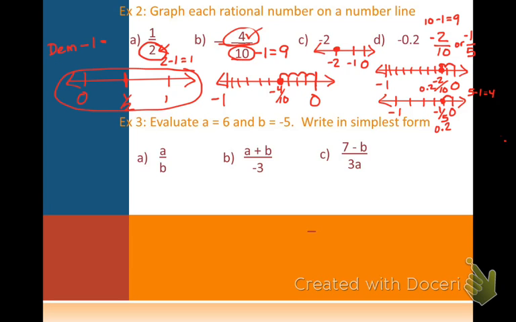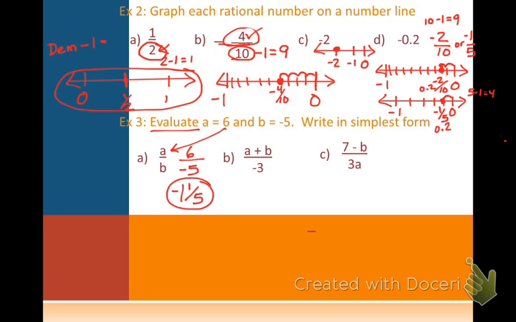3. Evaluate. It also means substitute. So it says A equals 6 and B equals negative 5. Write in simplest form, which means find the answer. So A equals 6, so I'm going to plug in 6, and B equals negative 5. And I'm going to turn this into a mixed number, which would be: 5 goes into 6, negative 1 times, and there's 1 left over. So it'd be negative 1 and 1/5.